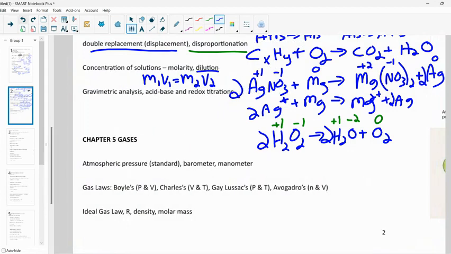Gravimetric analysis. It's kind of just fancy stoichiometry. Usually what will happen is you'll have a sample that has some, say, iodine in it. You dissolve it, you use something to precipitate out all the iodine, get your product, filter it, rinse it. Why do you rinse it? To get any leftover ions out of it.